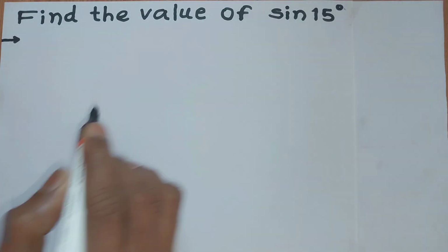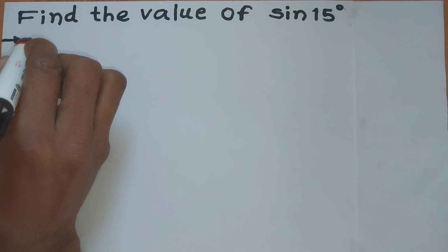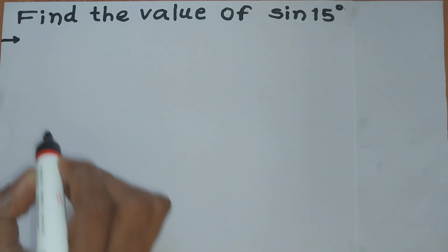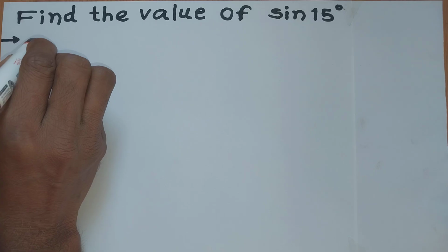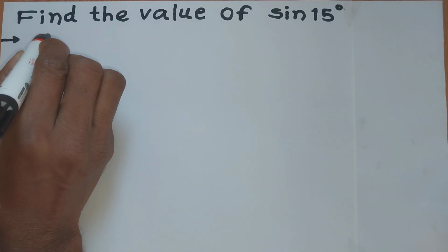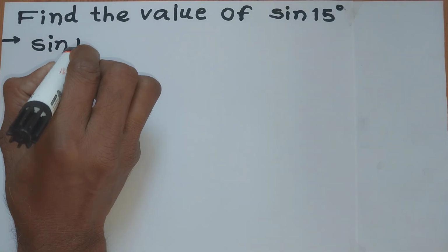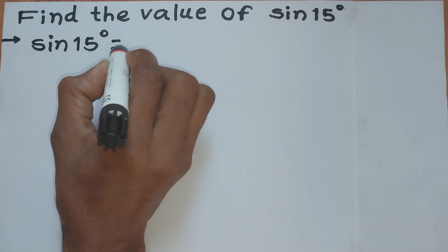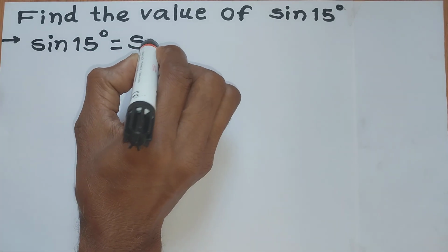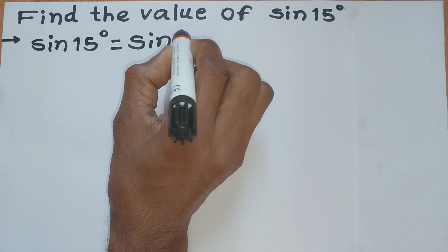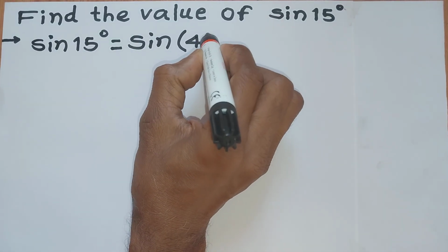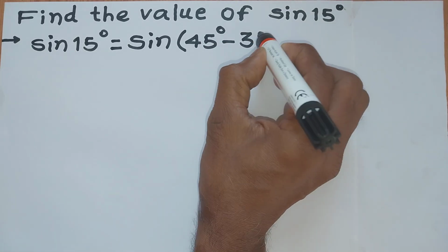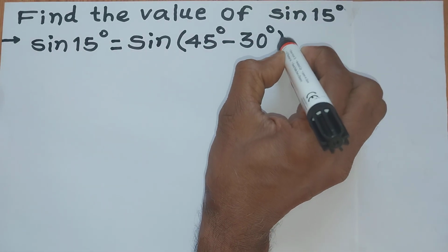Find the value of sin 15 degree. For this we will use trigonometric ratios of compound angles. For that I will write here first: sin 15 degree is equal to sin bracket 45 degree minus 30 degree.